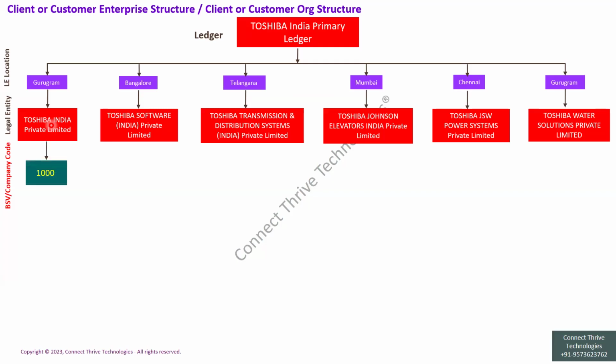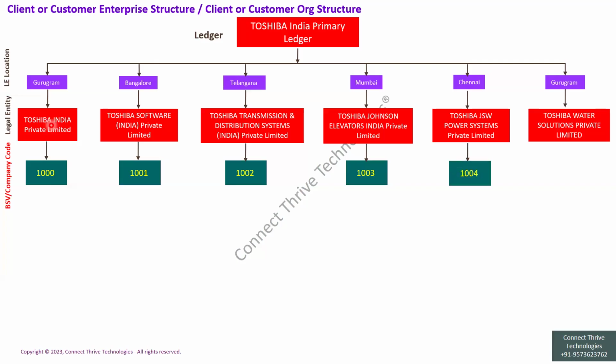Let's see here. So for Toshiba India Private Limited, I created a 1000 company code. For Toshiba Software India Private Limited, I gave 1001. Toshiba Transmission Distribution Systems India Private Limited, I gave 1002. Toshiba Johnson and Elevators India Private Limited, 1003. Next, JSW Power Systems of Toshiba Unit, 1004. Toshiba Water Solutions Private Limited is 1005. So to identify each legal entity on a state, to book each expenditure at an individual legal entity level, we gave a company code. So we will record the expenditure based on the legal entity and based on the company code.